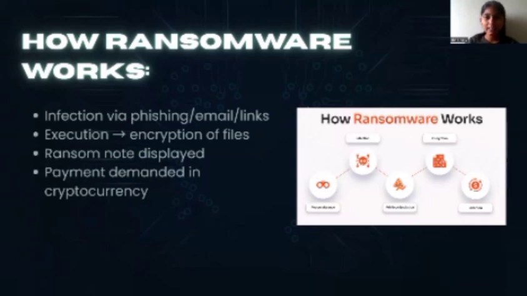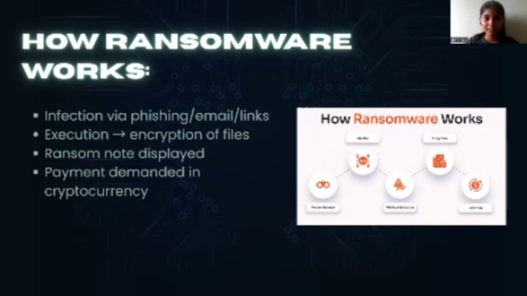The attack usually starts with an infection. Most often, ransomware enters the system through phishing emails. Those are emails that look legitimate but contain malicious attachments or links. When someone clicks on the link or downloads the attachment, the ransomware quietly installs itself on the computer. Other methods include exploiting software vulnerabilities, downloading files from untrusted websites, or even plugging in infected USB drives.